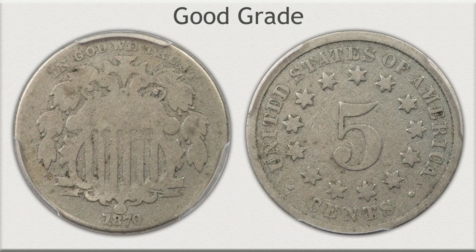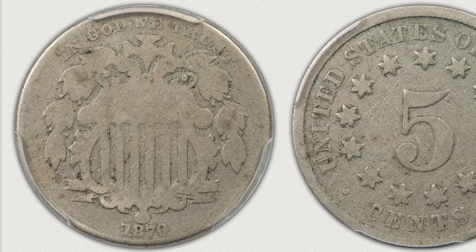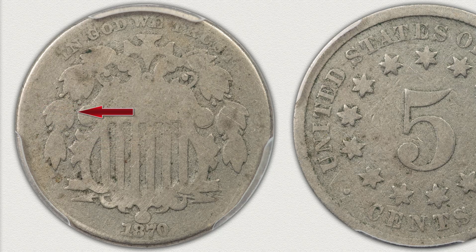Next up is the good grade shield nickel. Defining the grade, heavy wear covers the surface. Although worn smooth in many areas, there are a few distinct features required to remain visible. Inspect and compare with the illustrated example. The date of the coin, rim, and leaves of the branches all display good grade qualities.